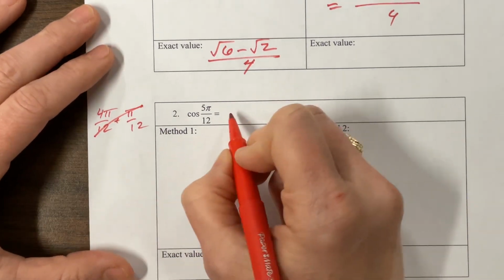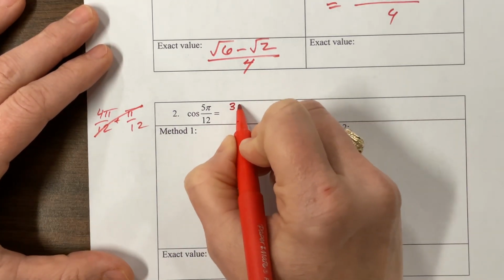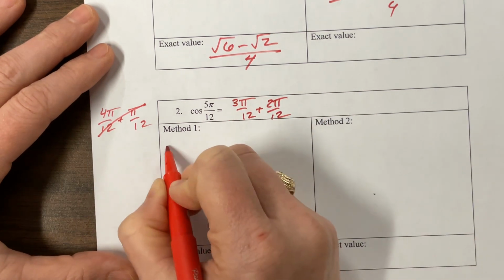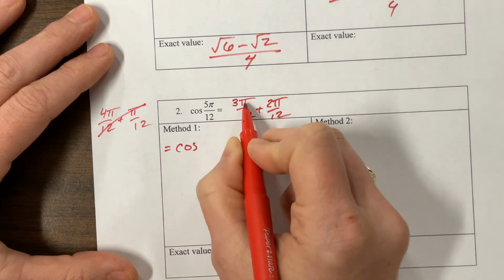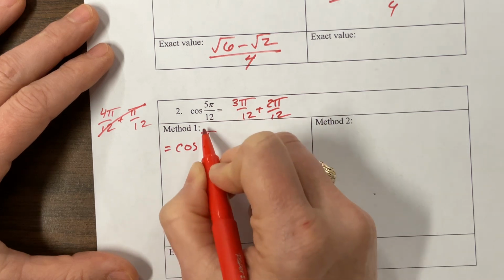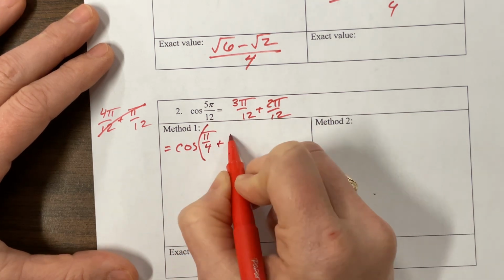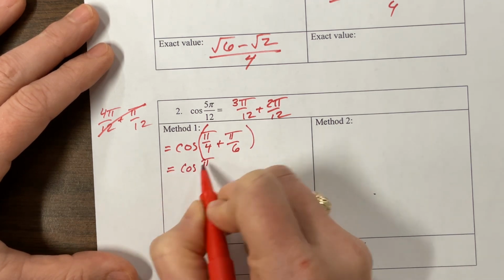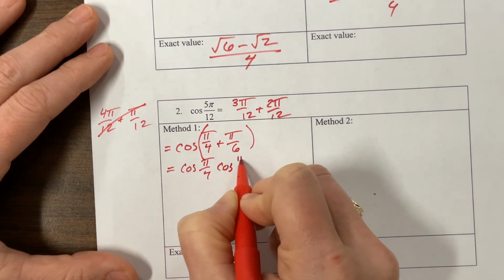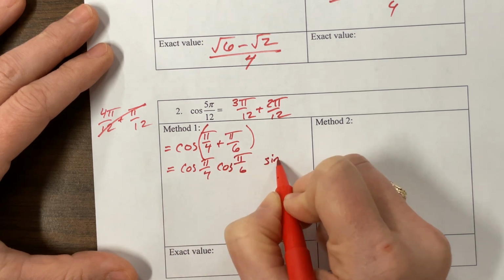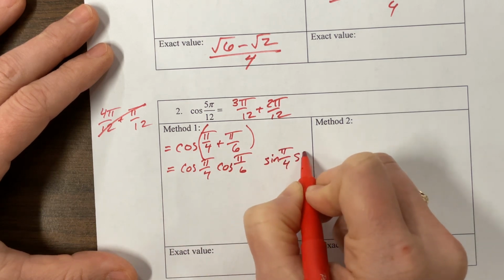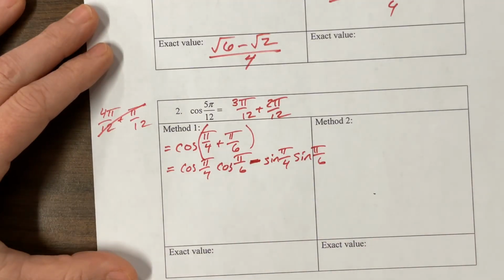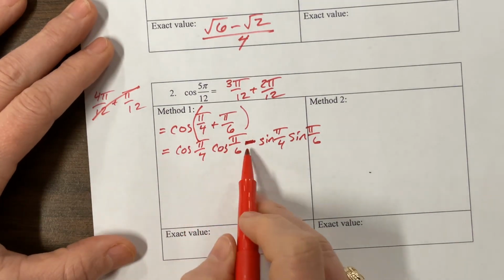So for method 1, I could say 3 pi over 12 plus 2 pi over 12. And so this would be cosine of, this reduces to pi over 4. Oh, I need a parentheses. And this is pi over 6. Okay, so it's cosine, cosine, minus sine, sine, with the opposite sign. Okay, because if it's a plus here, it's a minus there.